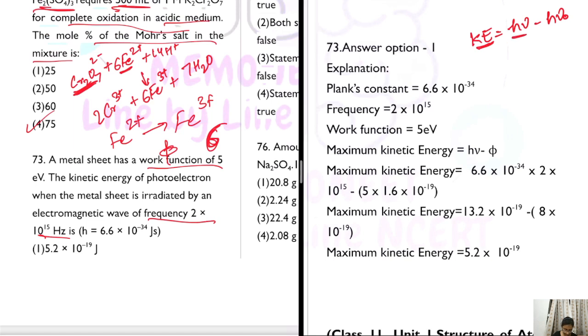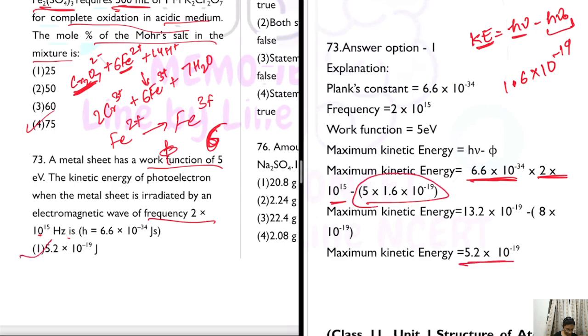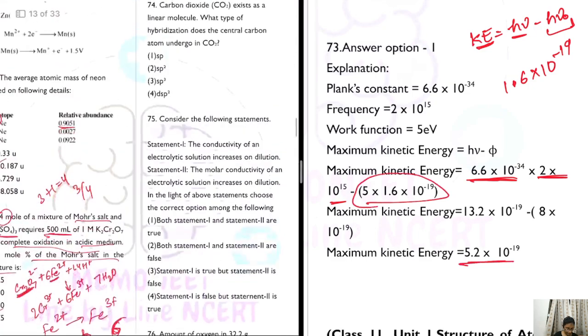The frequency nu is already given, 2 into 10 to the power 15 hertz. And h nu naught is also given, that is 5 electron volt. We'll convert it into joules by multiplying by 1.6 into 10 to the power minus 19. So Planck's constant into nu minus h nu naught will give us this much answer, that is 5.2 into 10 to the power minus 19 joules. Let's see the next question.